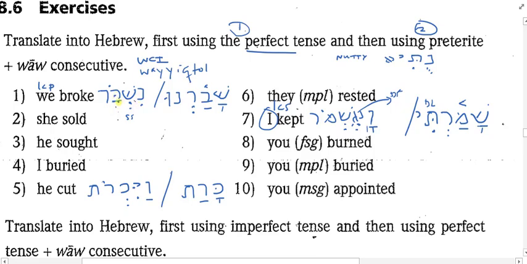So nishbor is actually the Qal imperfect. We will break. But we want to make this "we broke." So we're going to use the special vav, which has what under it? Pathak, and the noon has to have what inside it? A doubling dot, dagesh forte. So it's vanishbor. We broke. WCIs are always past tense. Okay? Vanishbor. All right. So there you go.